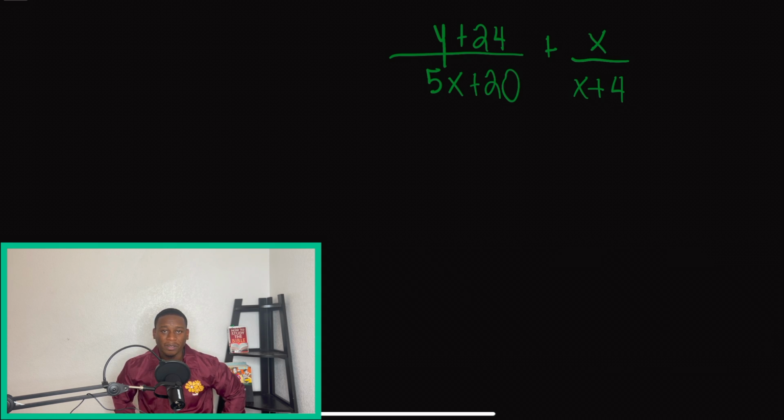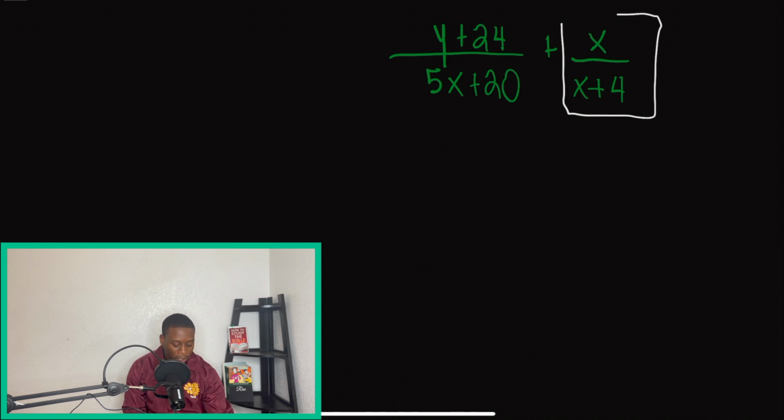In the denominator. So what we're going to do is focus on the second fraction. I'm looking at that second fraction because I'm trying to think, is there any way I could take x plus 4 and transform it? Meaning, can I distribute a number to x and 4 to get 5x plus 20? And luckily there is. What we're going to try to do is multiply by 5.